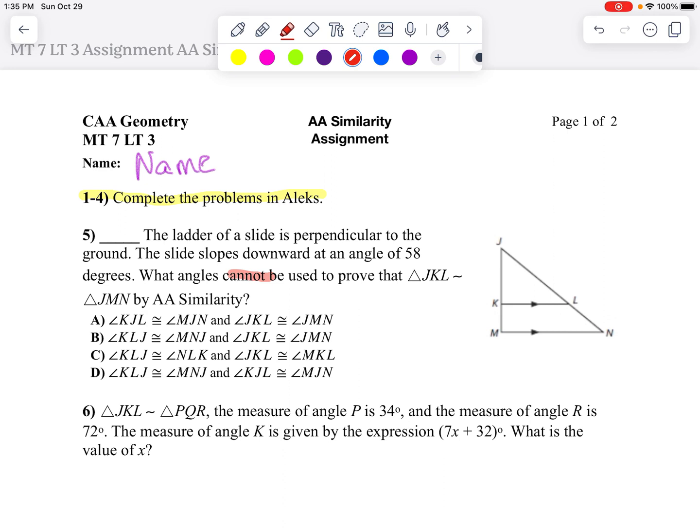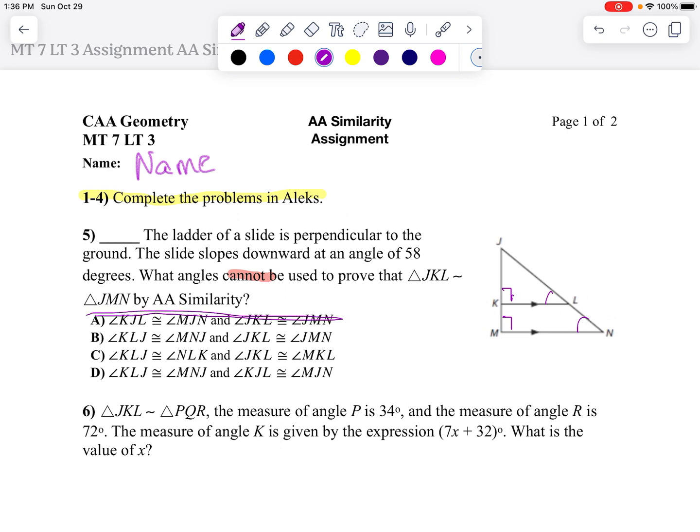If we take a look, we got parallel lines in our problem, so we know angle M and angle K are congruent. I put them as right angles, although I really can't make that assumption. We know angle L and angle N are the same, and we know angle J is going to be reflexive. So let's go through our choices here. We got two angle J's, that's correct, and angle JKL and angle JMN. Well, that is indeed correct, so we'll throw that one out.